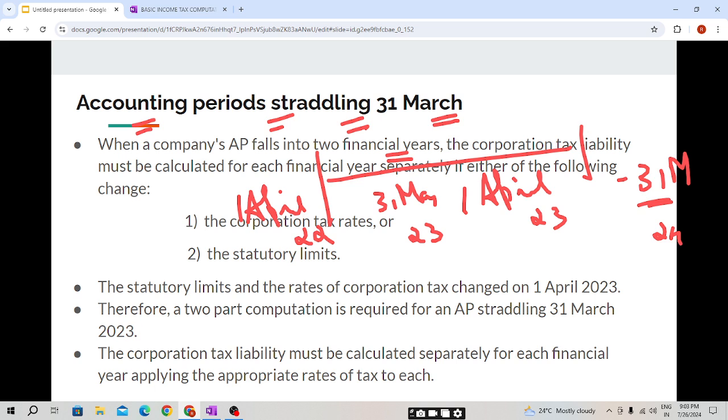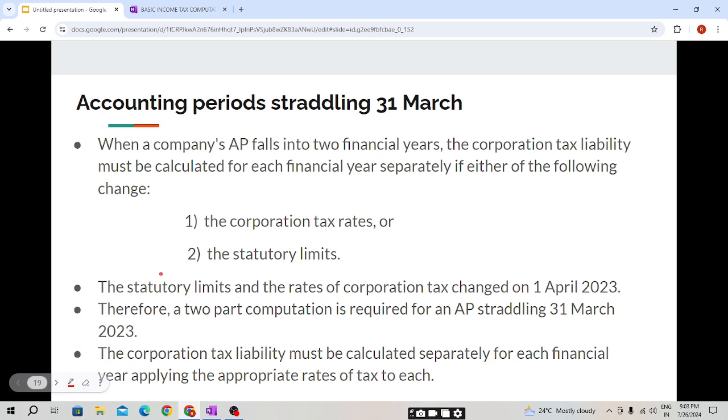So students, what does accounting periods straddling mean? If the augmented profit falls in two accounting periods, how will we deal with it? When a company's accounting profit falls in two financial years, that is the accounting period.